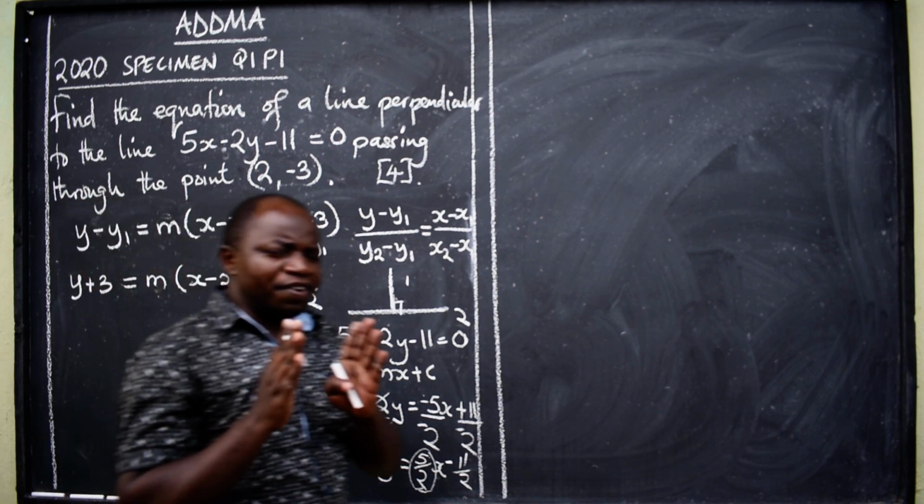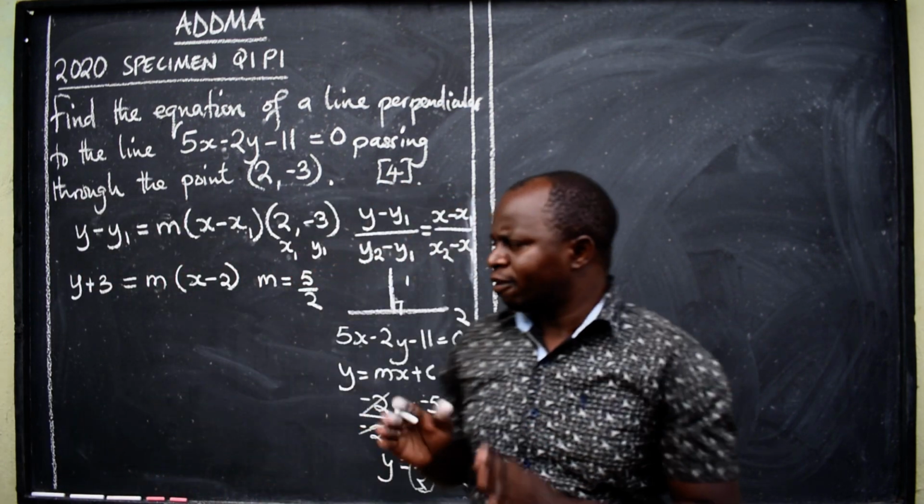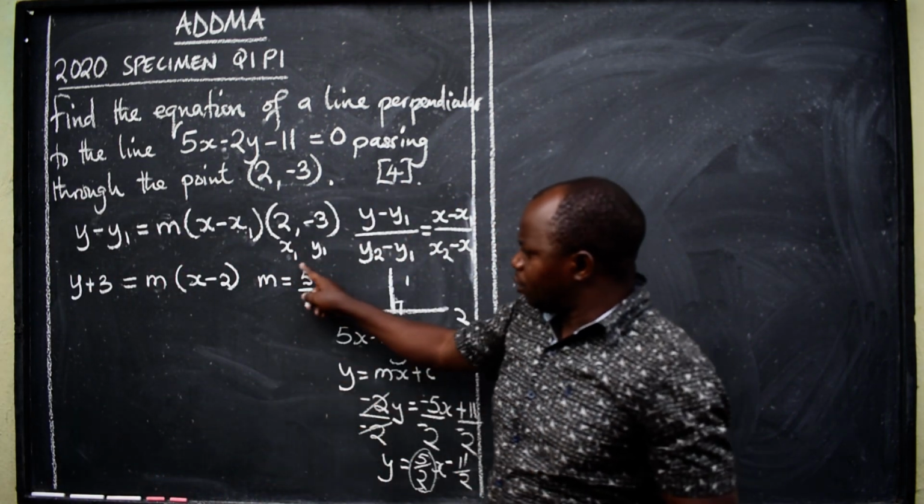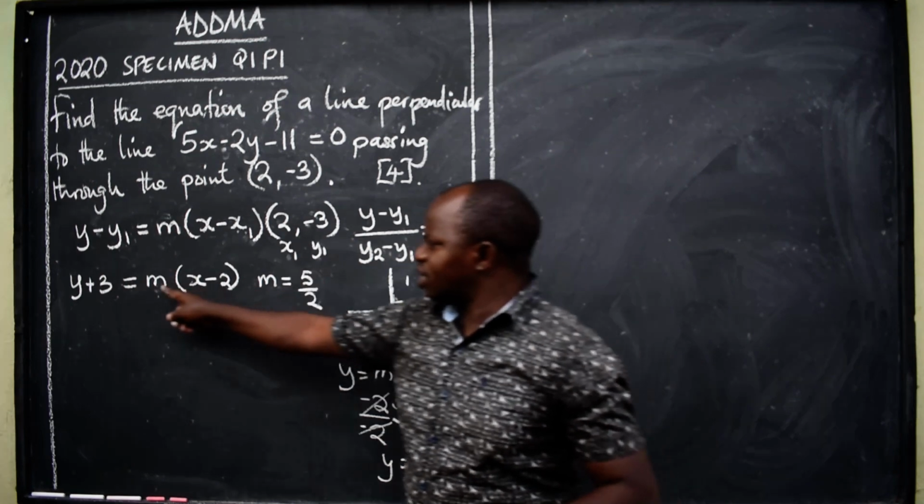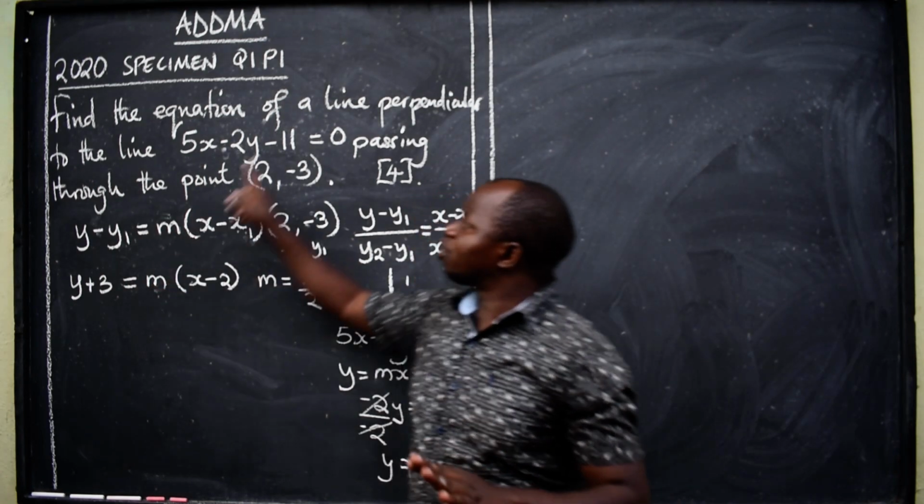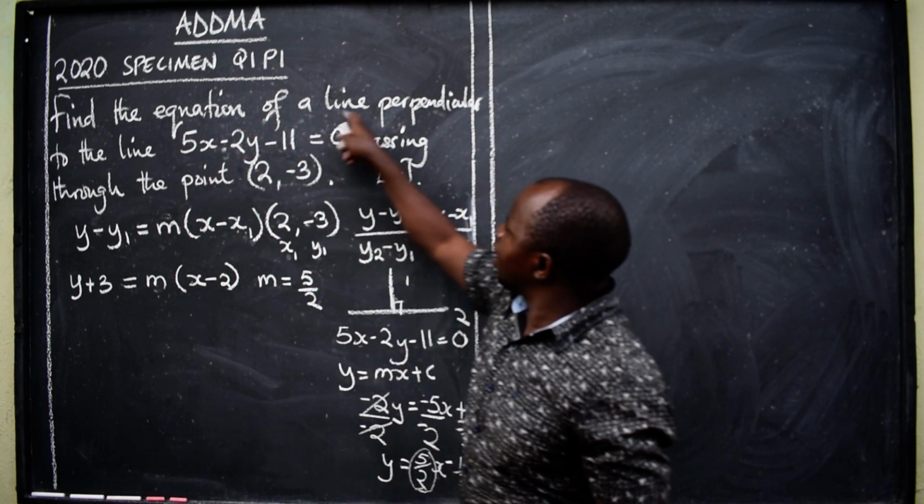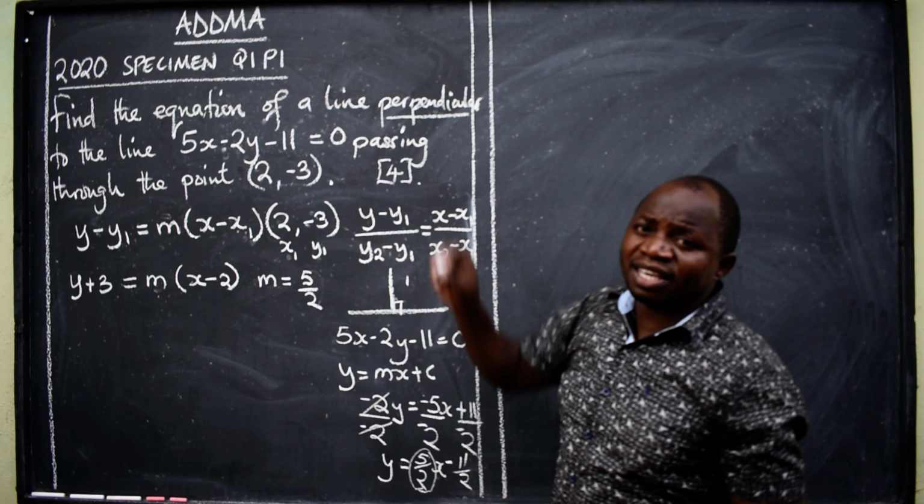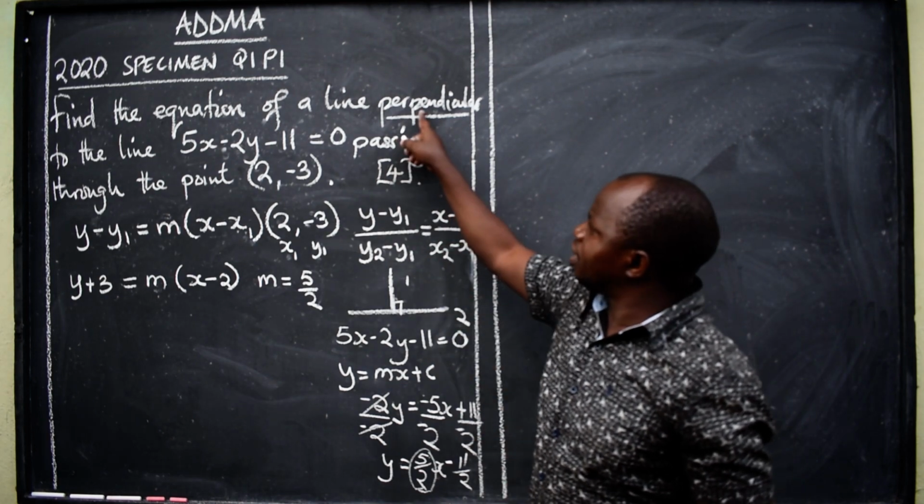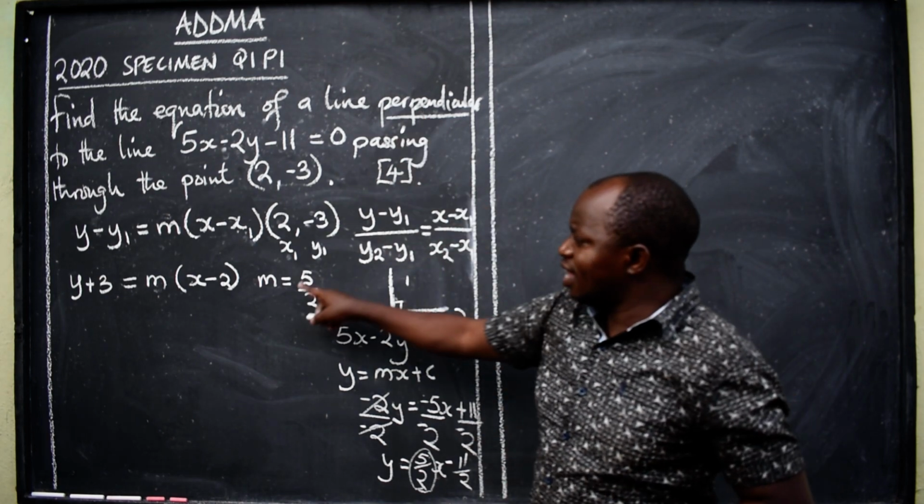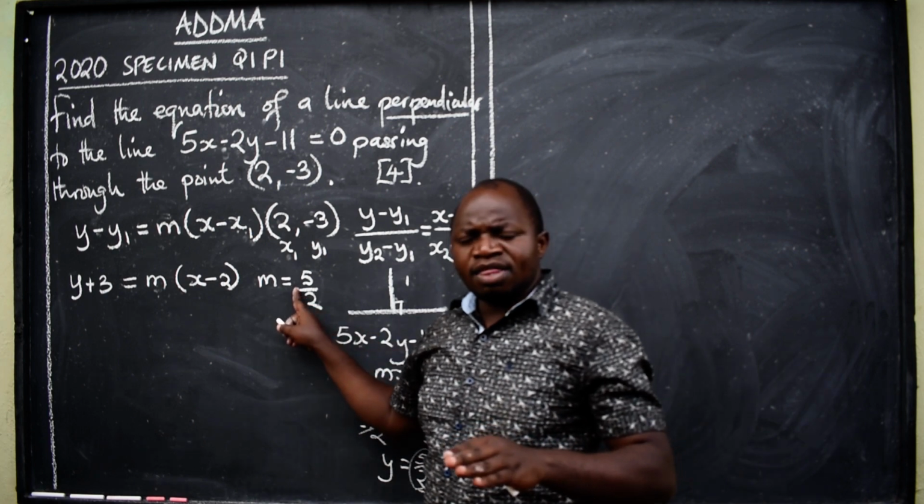Now be very, very careful here. Don't be too quick to substitute this gradient where there is m. Go back to the question. They are saying find the equation of a line perpendicular. That is the key word. Perpendicular. So if it is perpendicular, then this is not the gradient.